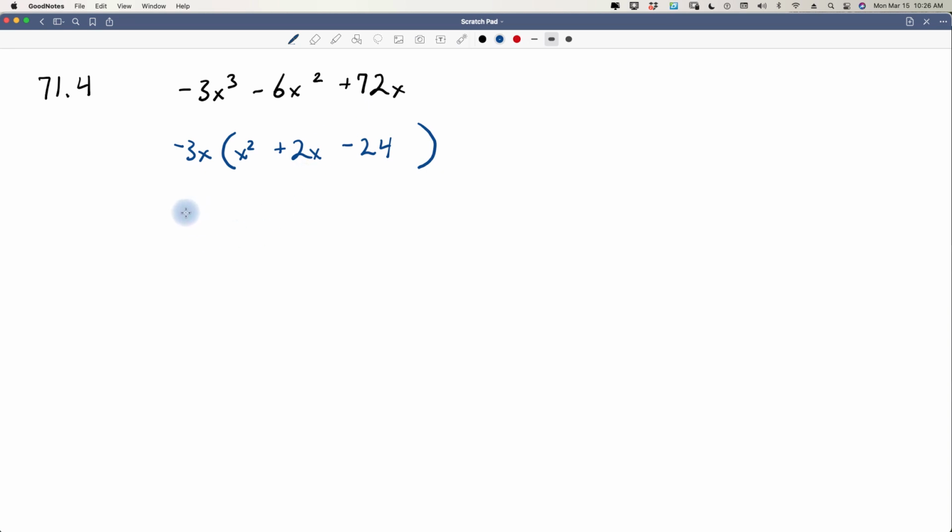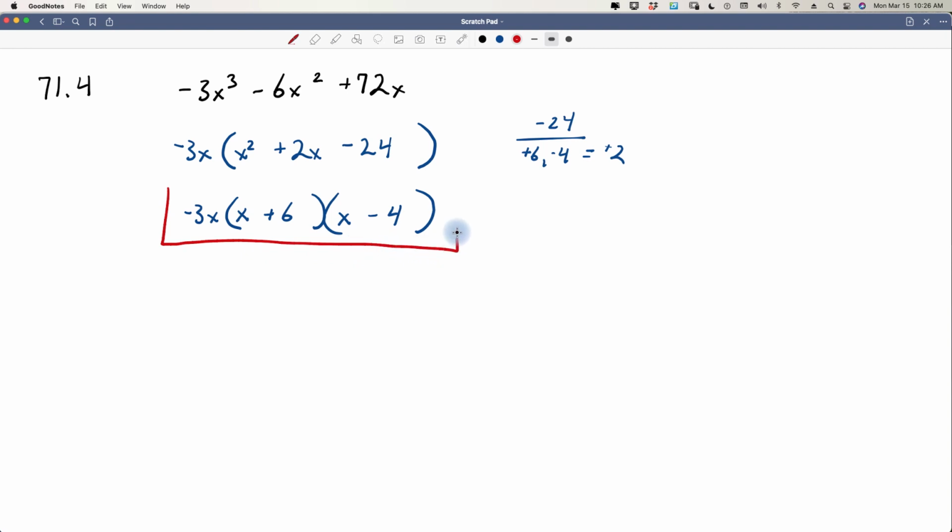And if you go back and multiply -3x times each of these, you should come back to the beginning. And that's correct. So now we're going to factor our trinomial into a quadratic. So we factor the first term, and then we look at the factors of the third term that would give us the second term. So the factors of -24 that could give us a +2 are +6 and -4, because when combined, they leave us with a +2. So that is our factors. We're going to drop in +6 and -4. And that is going to be the answer to 71.4.